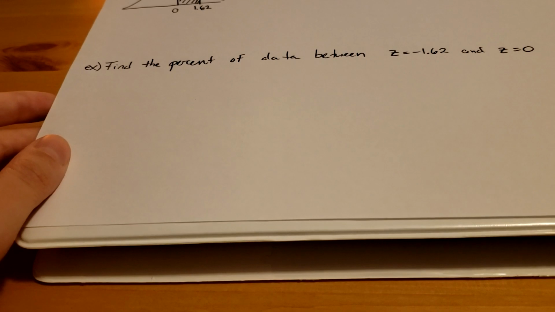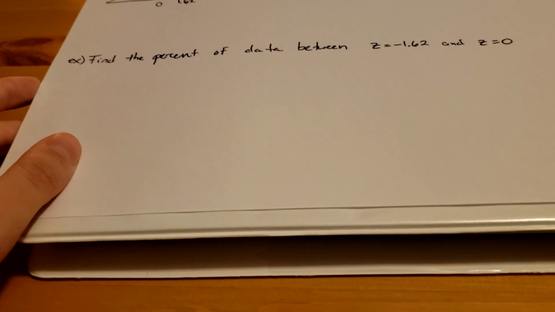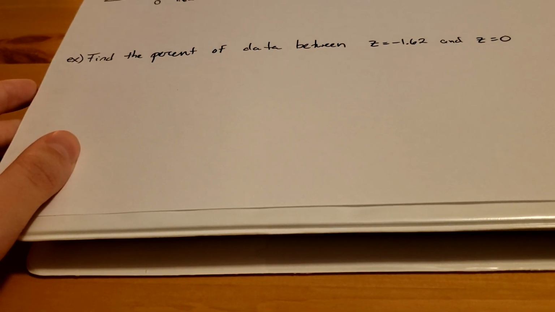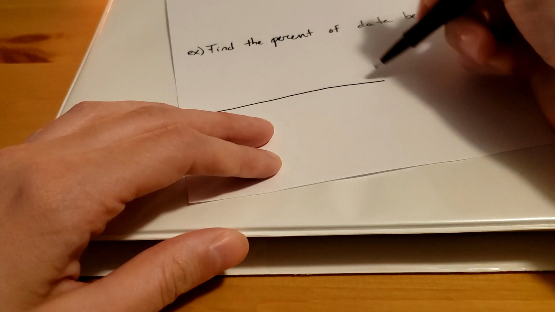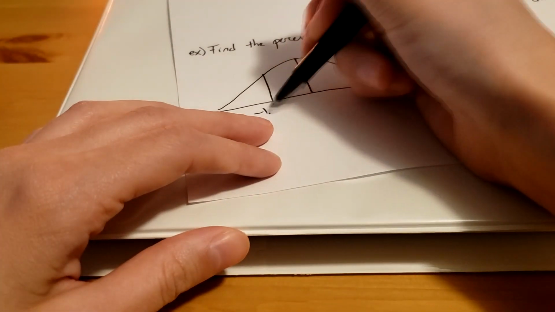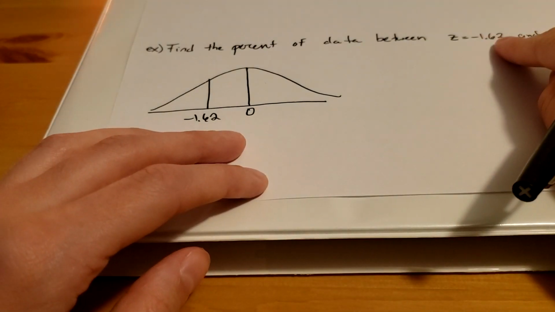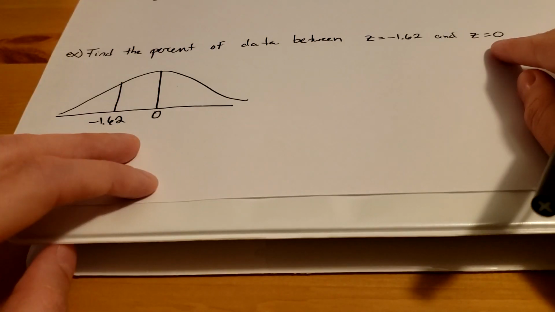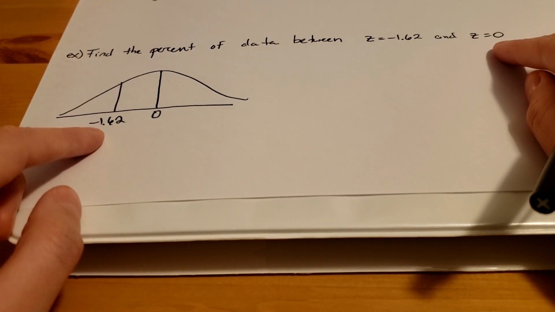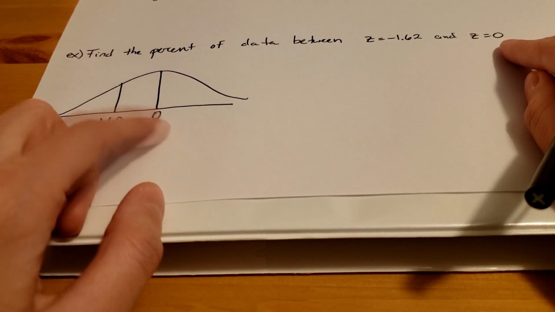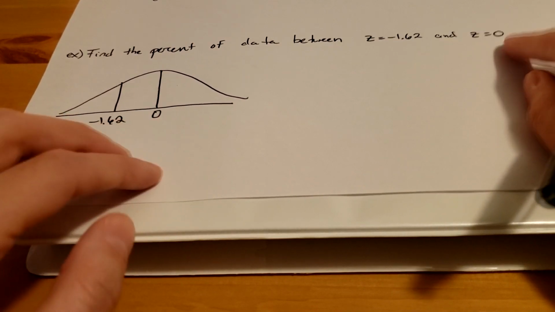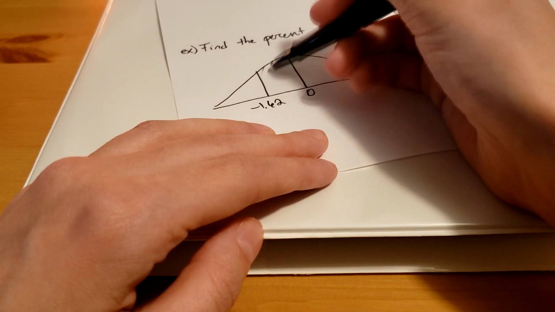Now we'll look at another question. Here they're asking us to find the percent of data between z equal to negative 1.62 and z equal to 0. Again, the first thing we should do is draw a picture. Negative 1.62 is less than 0, so that number is going to fall to the left of the mean, and 0 is the mean, so that's going to fall directly in the middle of the curve. So the area we're looking for is this.